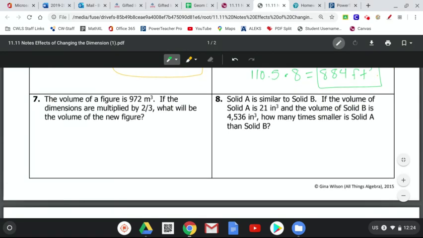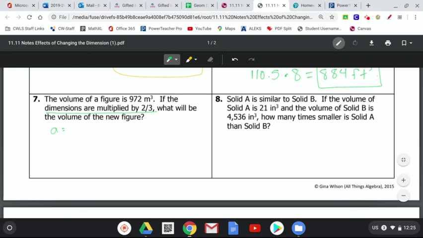Okay, so now moving on to number 7. It tells you that the volume of a figure is 972 meters cubed. If the dimensions are multiplied by 2/3, what will the volume of the new figure be? So the dimensions are multiplied by 2/3. So one of the sides, if you take that figure, you multiply by 2/3. Anytime we multiply by a fraction, we're going to get a smaller number. So the volume of this figure is 972, meaning our answer is going to be less than 972, just so it makes sense.